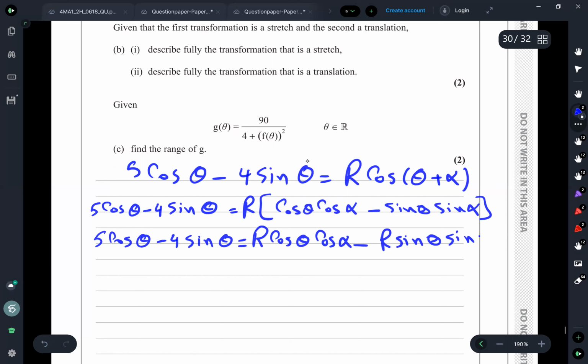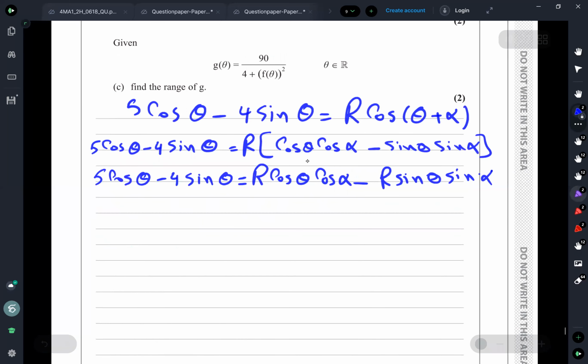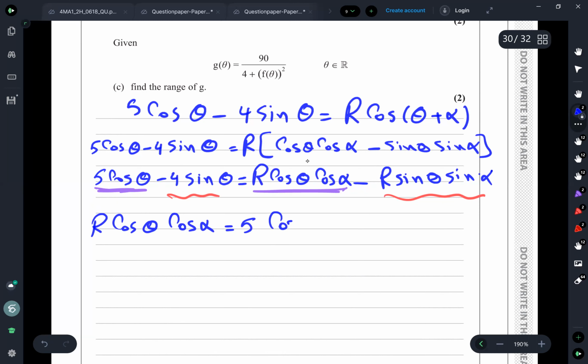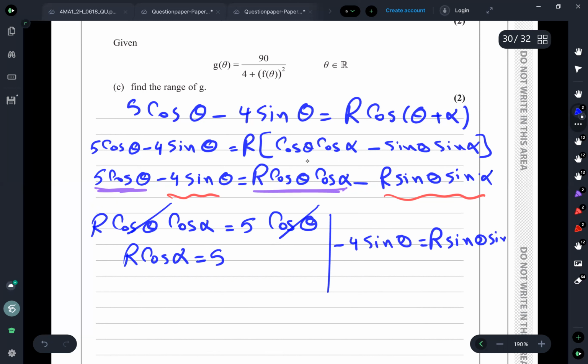By comparing left and right side, the first terms, which include cosine, are equal, and the second terms are equal. By equating the first one, r cosine theta cosine alpha is equal to 5 cosine theta. So r cosine alpha is equal to 5. In the same way, the second term, minus 4 sine theta is equal to minus r sine theta sine alpha. Remove sine theta, and the negatives also cancel. So r sine alpha is equal to 4.